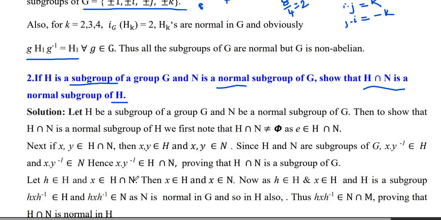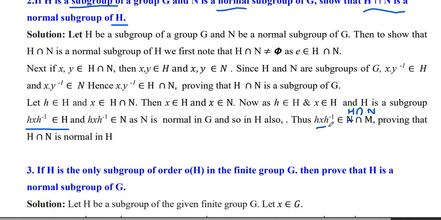Now, to prove that H intersection N is normal in H, we'll have to consider h in H and an element x in H intersection N. We have to show that h x h inverse belongs to the intersection, H intersection N. It must be present in H intersection N. So we'll consider x in H, and because H is a subgroup, obviously this is a member of H. And because N is normal, x is in N and h is in G, so h x h inverse must be in N. So you have the product h x h inverse to belong to H intersection N. We have therefore H intersection N to be normal in H.